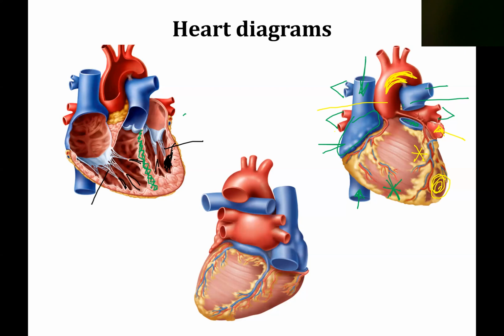Branching off of the aorta, you have the right coronary artery, which is going to wrap around to the posterior surface of the heart. You have the left coronary artery, which is going to come down here. And then you have a branch coming off of that, and that's the circumflex artery. It wraps around to the posterior surface.